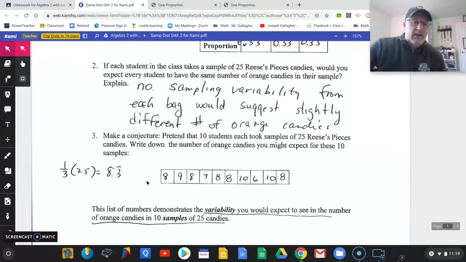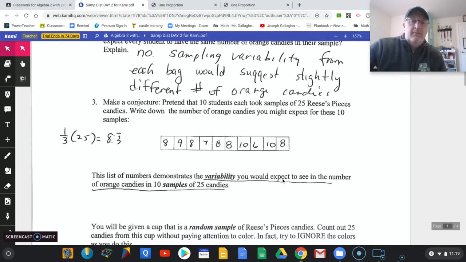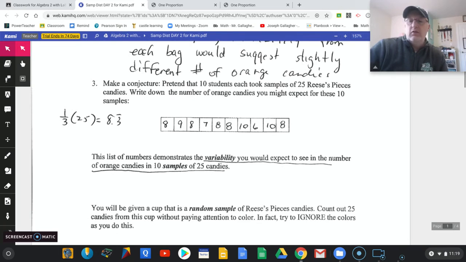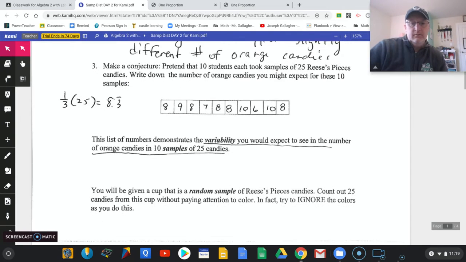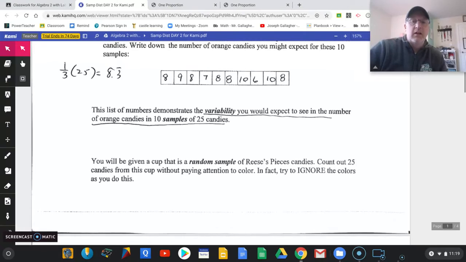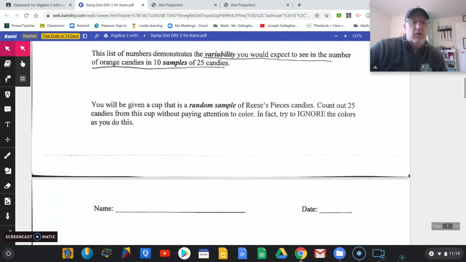The whole point here was that I doubt anyone would write the same number 10 times. That's because what we're seeing here is we're demonstrating the variability you expect in the number of orange candies in 10 different samples of 25 candies. So at this point, what I would have you guys do is take your bag, count out 25 candies like I did here, and then simply count how many of them are orange. When you first put them in there, you try not to pay any attention to color, trying to be random. And once we did, then we would check to see how many orange there were.